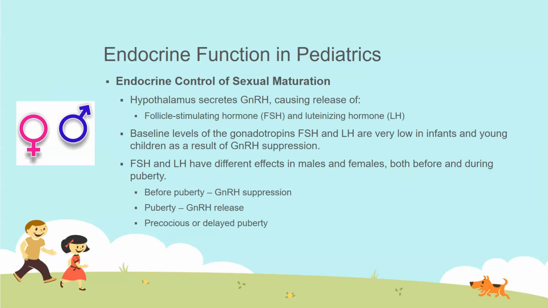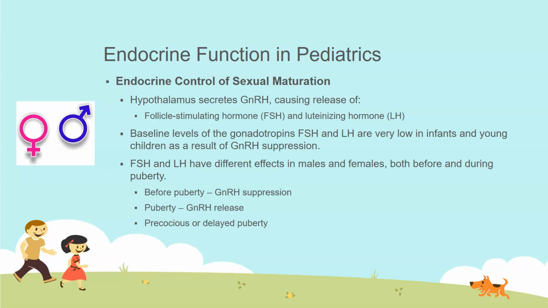They're not happy babies. And on the endocrine control of sexual maturation, the hypothalamus will secrete GnRH, which is gonadotropin releasing hormone. It causes a release of follicle stimulating hormone and luteinizing hormone. The baseline levels of the gonadotropins LH and FSH are very low in infants and in young children because of GnRH suppression. So FSH and LH have different effects in males and females, both before and during puberty. And so just quickly, just before puberty, obviously you have GnRH suppression, which then suppresses the production of testosterone, estrogen, progesterone, all that kind of stuff.